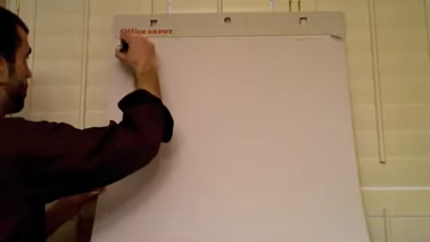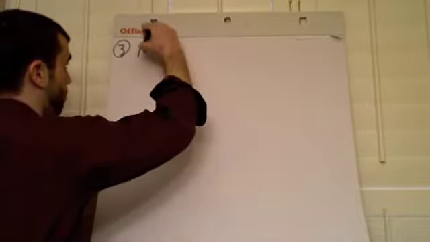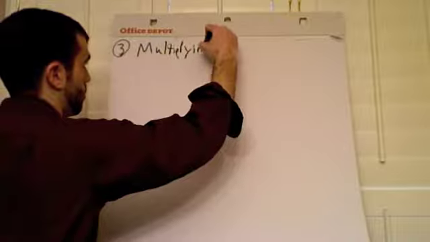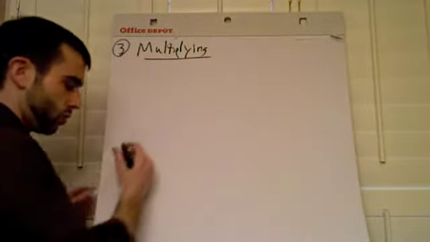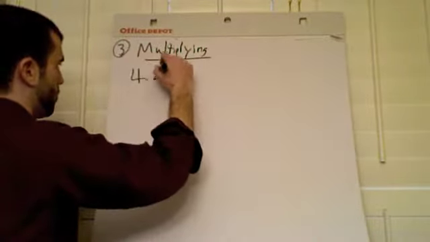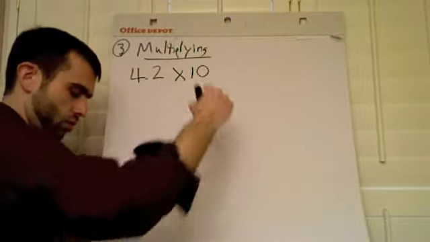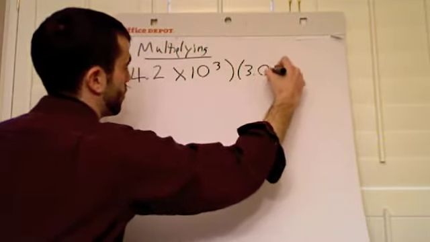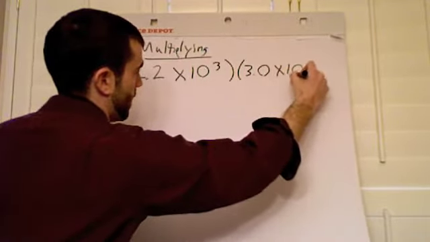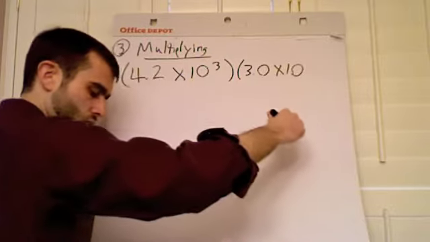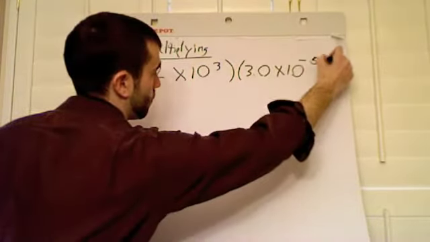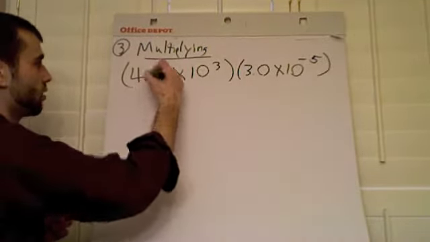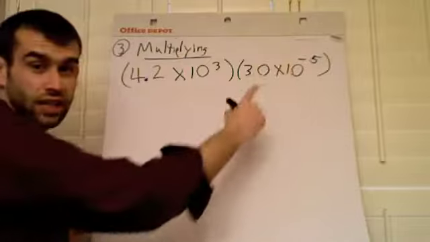Okay, so this is 3. Multiplying, let's do an example. Now multiplying, we'll do 4.2 times 10 to the third times 3.0 times 10 to the negative fifth. Okay? So 4.2 times 10 to the third times 3.0 times 10 to the negative fifth.